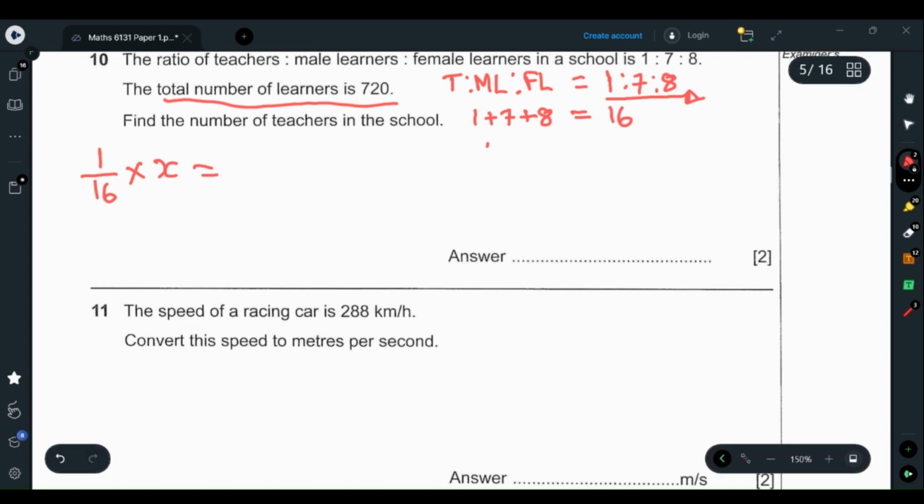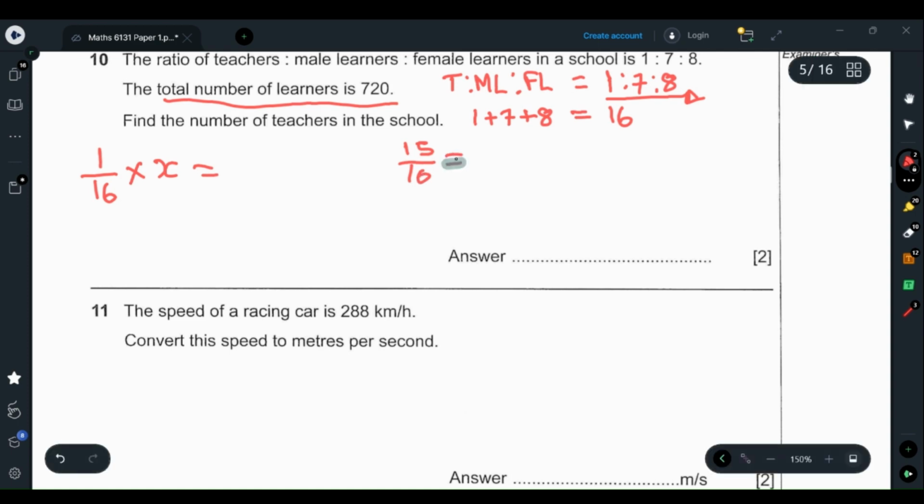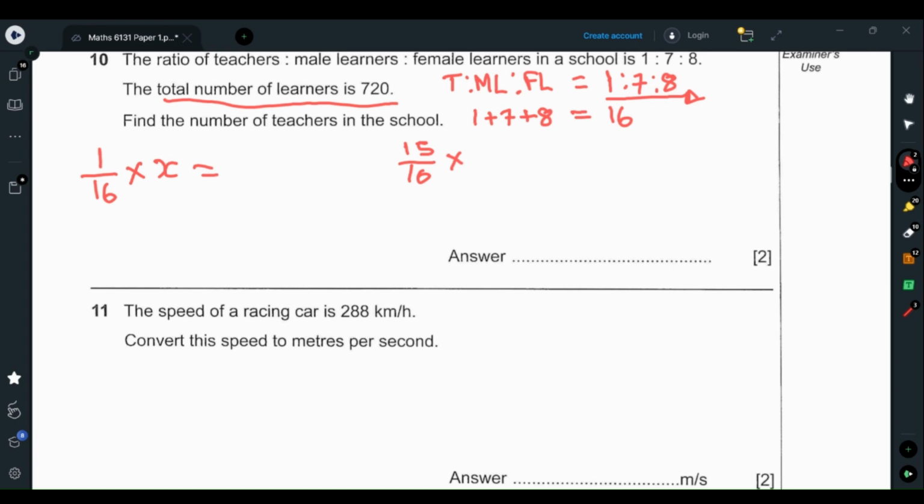So 15 over 16 multiplied by x should give us 720. From here I can work out what x is. So x is equal to 720 multiplied by 16 divided by 15.